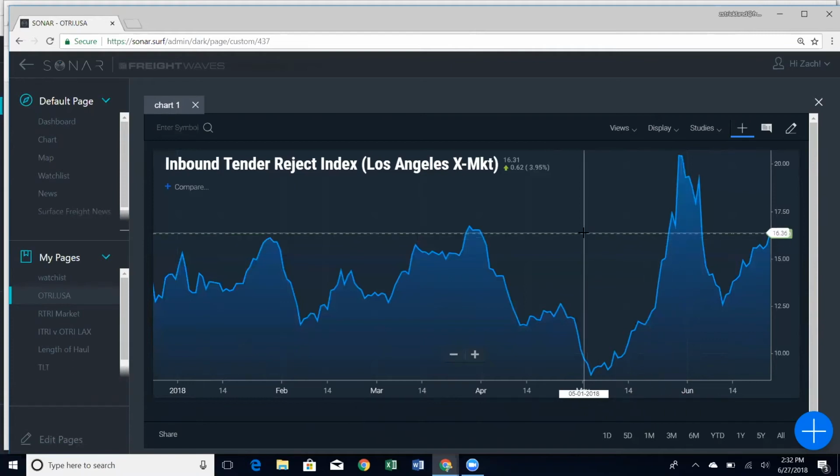Is there a quick way to view each day what are the top 5 or 10 markets for both inbound and outbound that have the highest rejection rate? Or do you have to view each market individually to get that data? And I think a good way, and kind of segues us into what we're going to show our users how to do next, is the watch list.